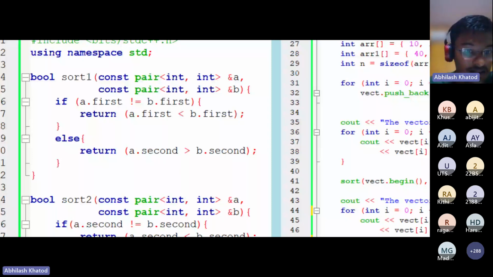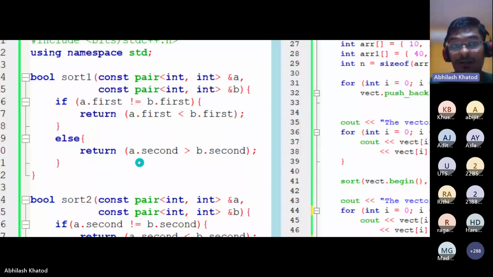Else, I mean, if the first elements of the two pairs are common, as we saw in the previous examples, then return a dot second is greater than b dot second. Then we'll check the second values. If the second value of the first pair is greater than the second value of the second pair, then return true, which means the sort function keeps a above and b below. Otherwise, just flip it: keep b above and a below.